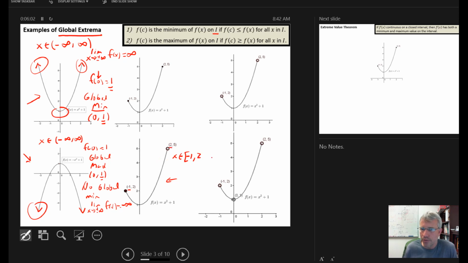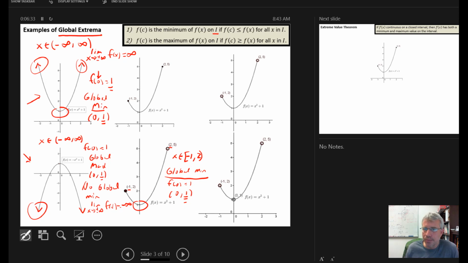So x is running from -1 to 2, but I have an open circle here, so the 2 isn't included. And when I look at this function, I still see I have a global minimum here. There is a lowest point on the function. There's a smallest output. So the global minimum is 1. And I get that when f of 0 equals 1. So it happens at the location (0, 1), and the global minimum is 1.